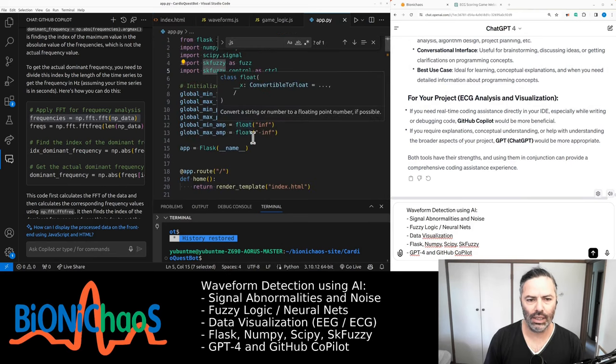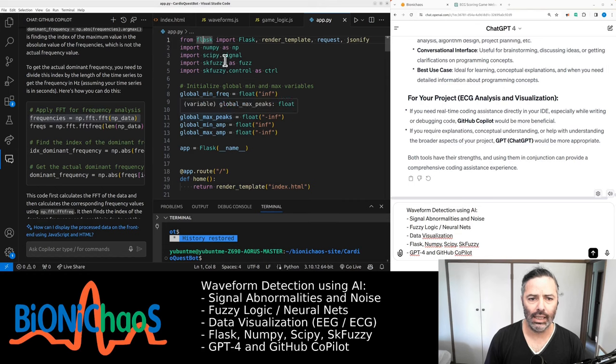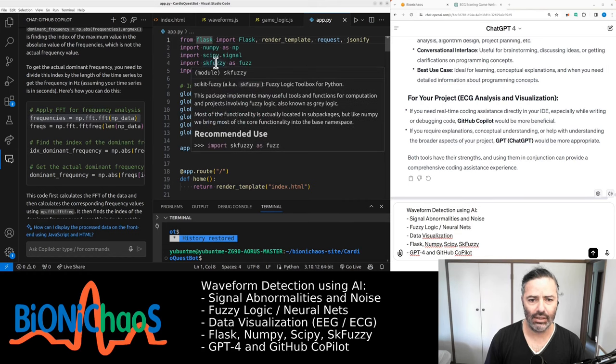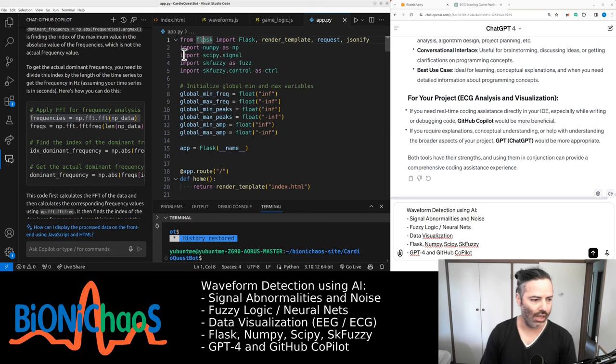Currently for this application we are using Flask, NumPy, SciPy and skfuzzy, which is the fuzzy logic toolkit for Python. You probably know about the other ones already. If not, there's a lot of other content on YouTube that will cover those.